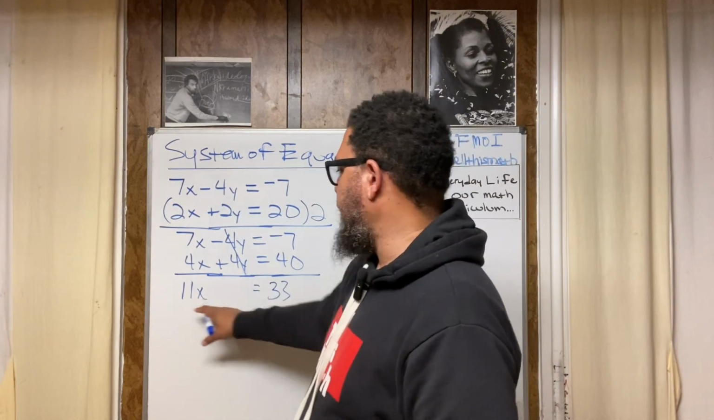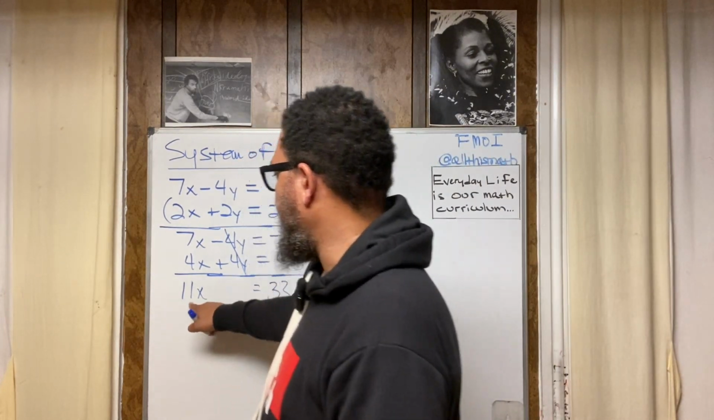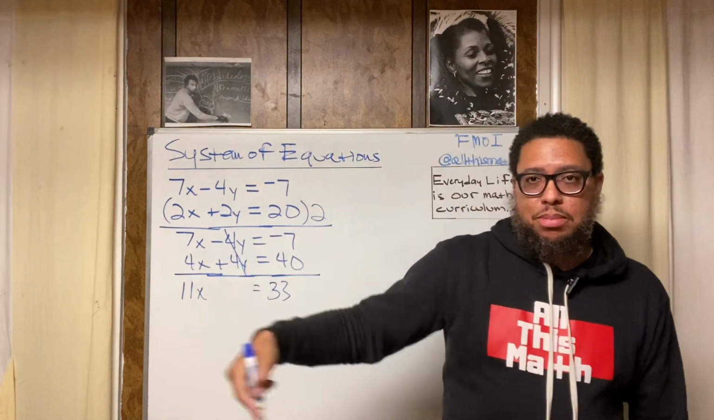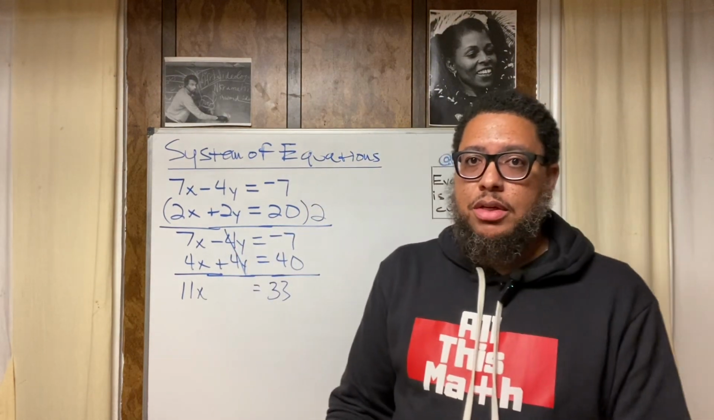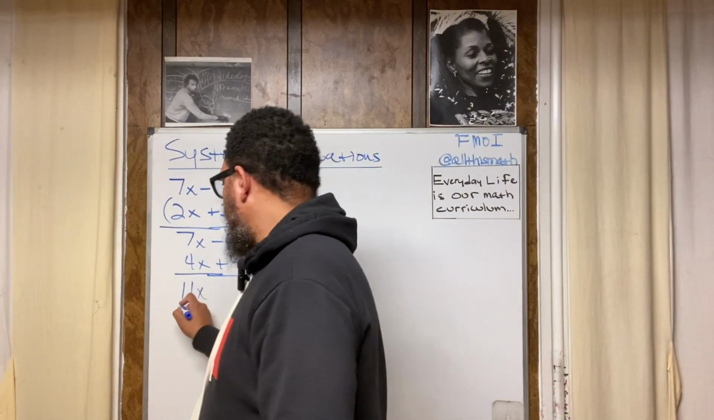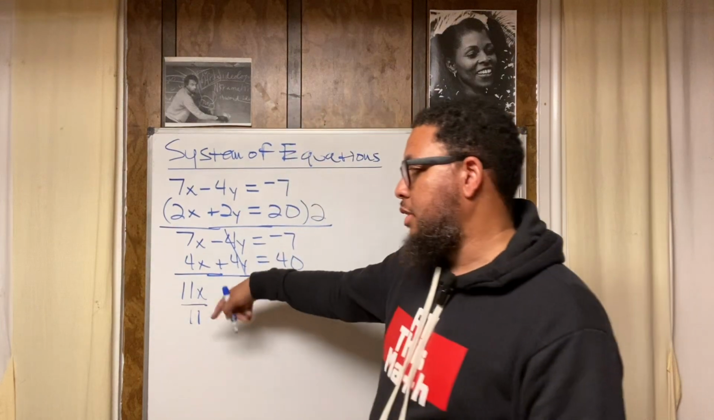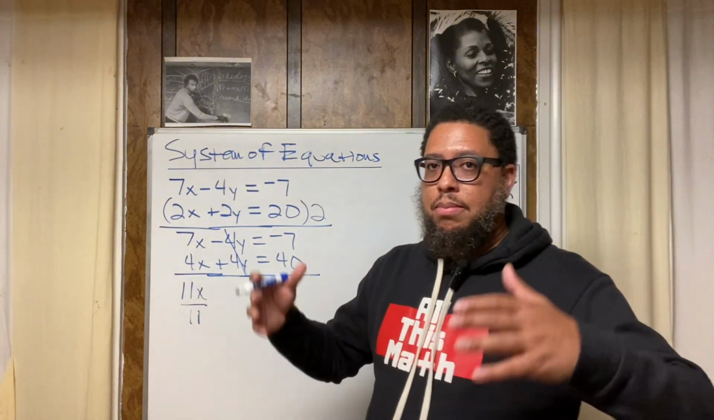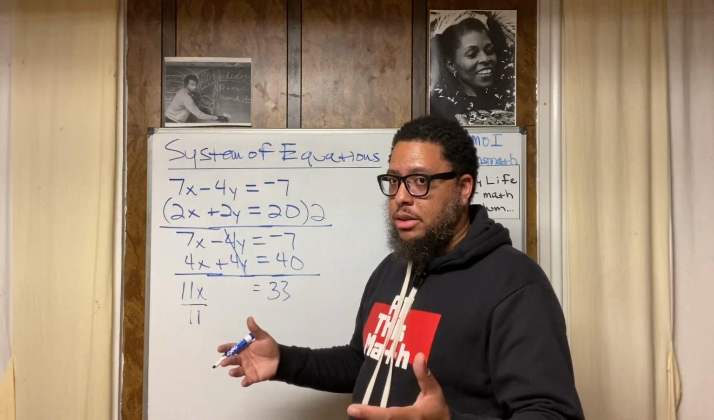All right. So now we have 11x equals positive 33. How do I get rid of this 11 so I can solve for x? I have to do the opposite of multiplying by 11. When you multiply by 11, the opposite of that is dividing by 11. So we have to do that. Whenever you want to get rid of something, you have to do the opposite operation. So I divide by 11. We have to keep things balanced. That's another principle within algebra, balance, right?